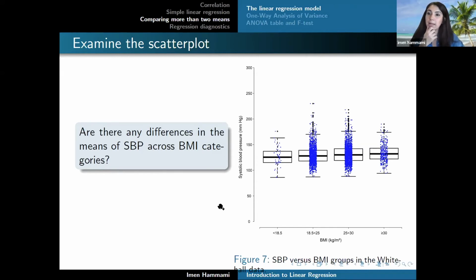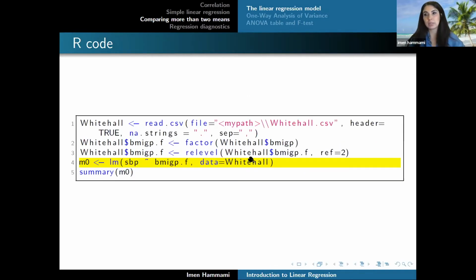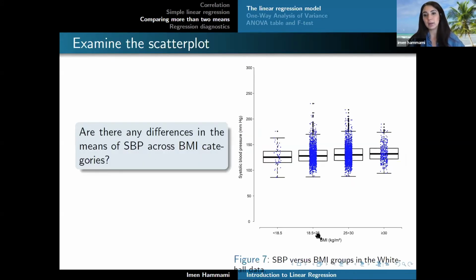And I want to see whether I can assume that SBP values on average are different across these groups or not. The same question as before: do you think these are similar or not? I think you probably need to look into the small differences between the groups, and I'm going to use a linear regression model to answer that question. So this is my linear regression model comparing SBP to BMI group, and I'm using the normal range as the reference group.